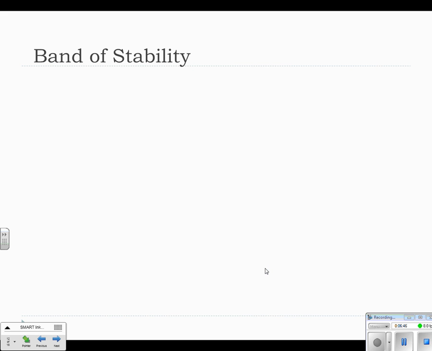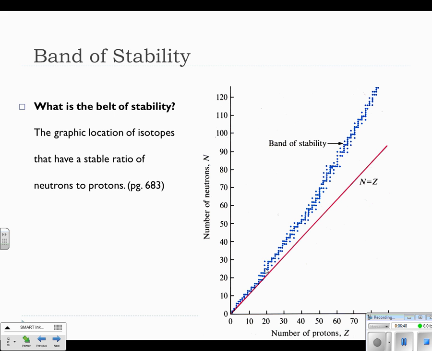Okay. The band of stability is a graph. So you can see the points on here, the blue. That's the band of stability. N equals Z would be your number of neutrons, N, number of protons, Z, when they're equal to each other. So a one-to-one ratio. You can see down lower atomic masses, lower atomic numbers down here, it's right on the red line. So it's a one-to-one ratio. As you get heavier, though, you can see the band of stability increases. So it actually needs more neutrons to balance out its protons.